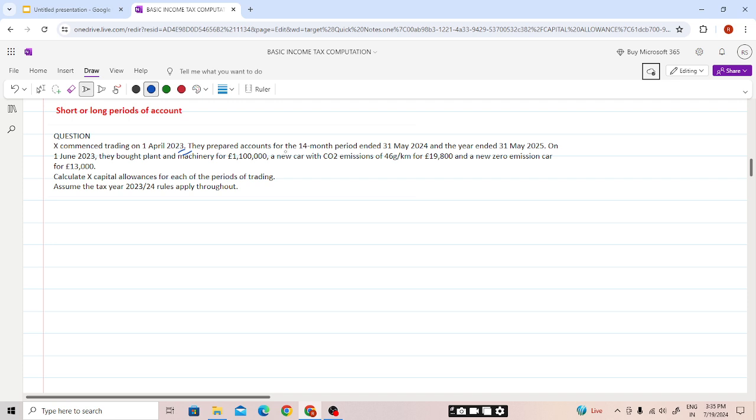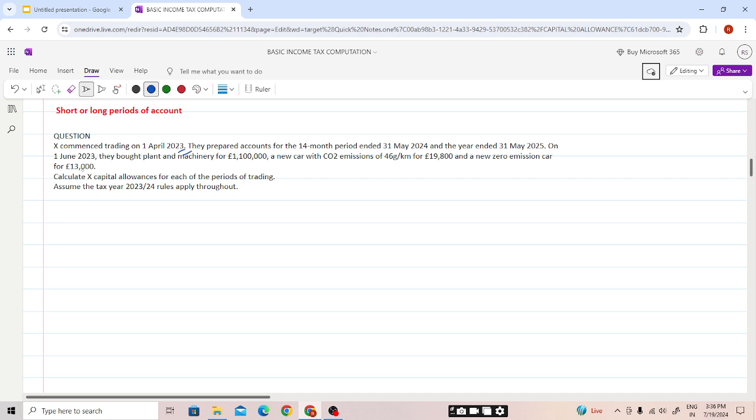They prepared accounts for a 14 month period ended 31st May. So students, for the 14 month period they have been preparing the accounting books. Capital allowance will be based on the accounting period. So 14 months and year ended 31st May 2025.